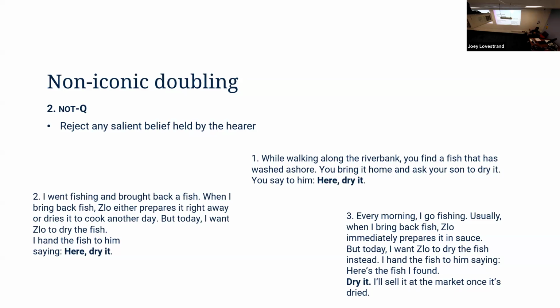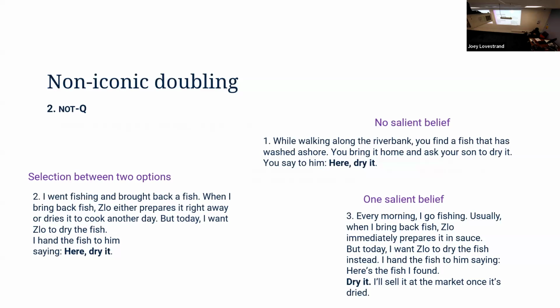Yeah, drying it. So there is nothing planned in that case. In the second case, there is some planning, but there is a selection. So this is actually this description. There is a selection between two options, either preparing the fish right away in sauce or drying it to cook another day. And in 3, there is just one thing that the person waiting for you at home has in their mind. When you bring the fish, what they do every day is cooking it right away.